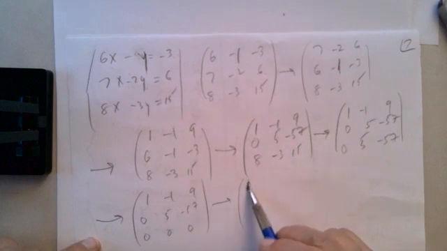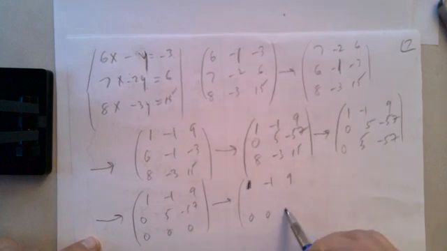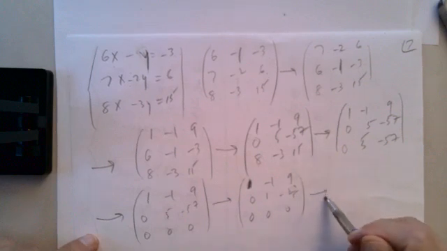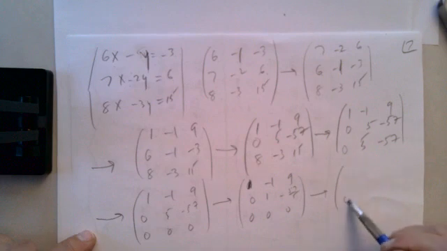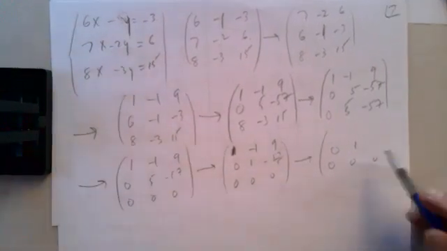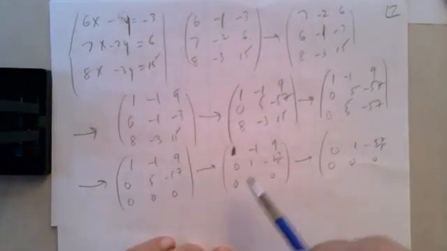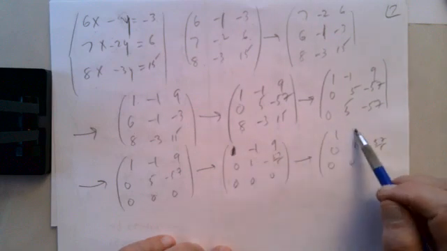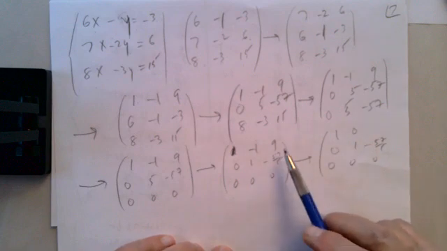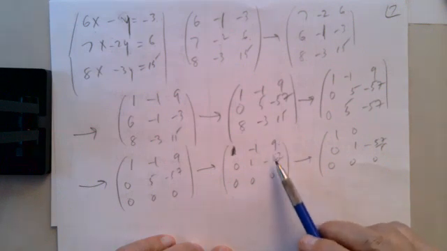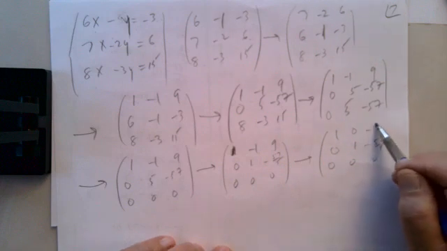So, 1, minus 1, 9, 0, 0, 0. Divide this row by 5. I get 0, 1, minus 57 over 5. And I want a 0 here. So I add the second row to the first row. 0 plus 1 is 1. 1 minus 1 is 0. Minus 57 over 5 times 9 is 45 over 5. 45 minus 57 is minus 12.